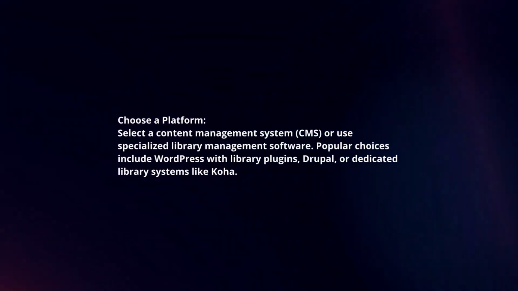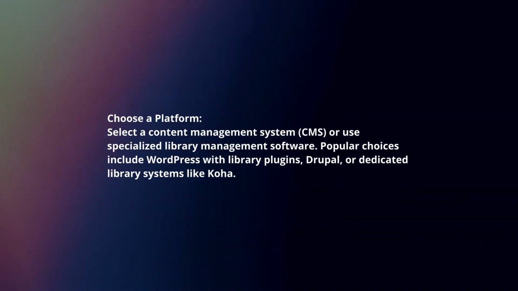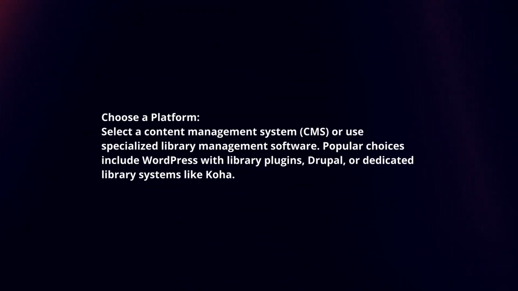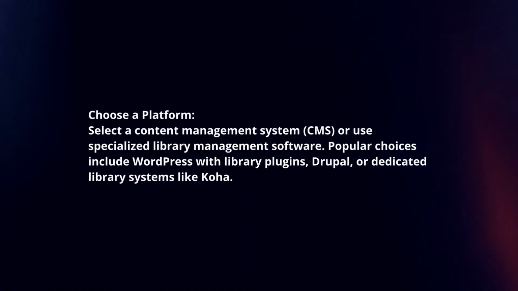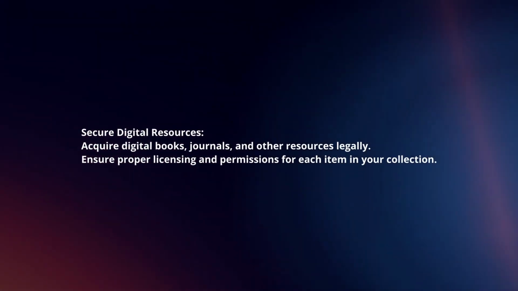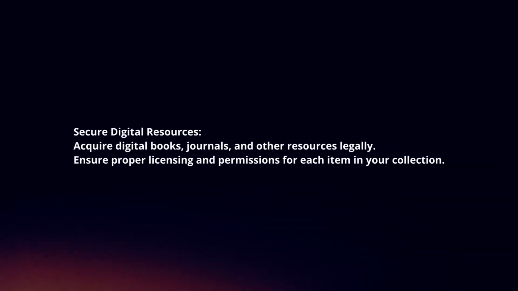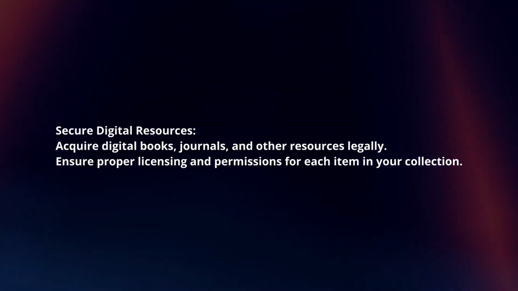Choose a platform. Select a content management system or use specialized library management software. Popular choices include WordPress with library plugins, Drupal, or dedicated library systems like Koha. Secure digital resources. Acquire digital books, journals, and other resources legally. Ensure proper licensing and permissions for each item in your collection.